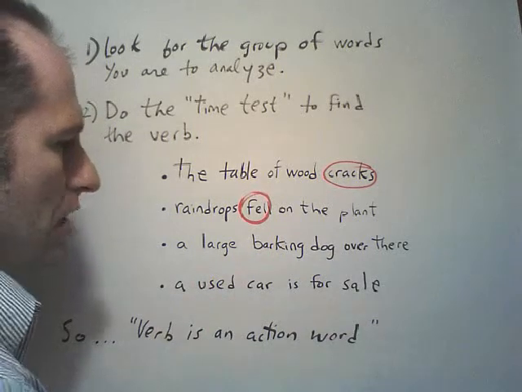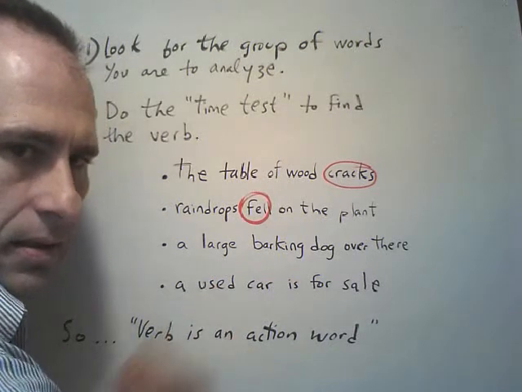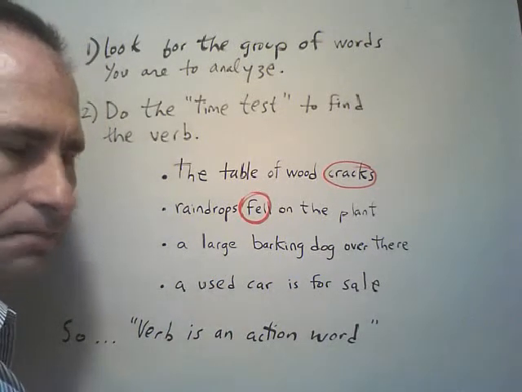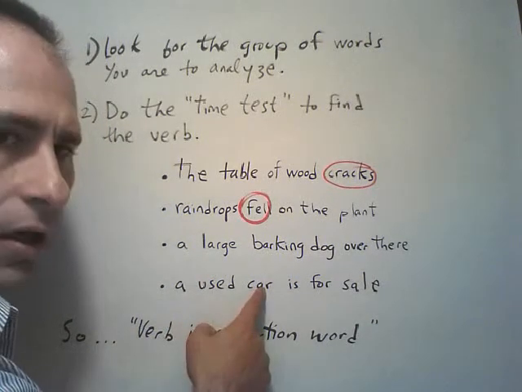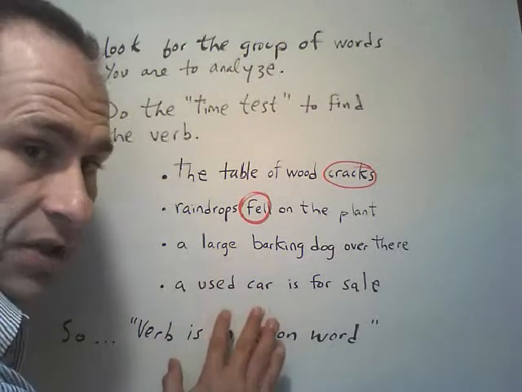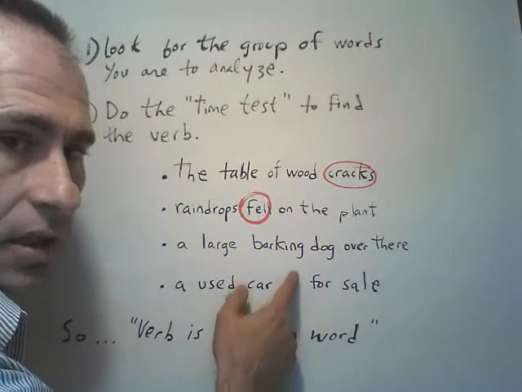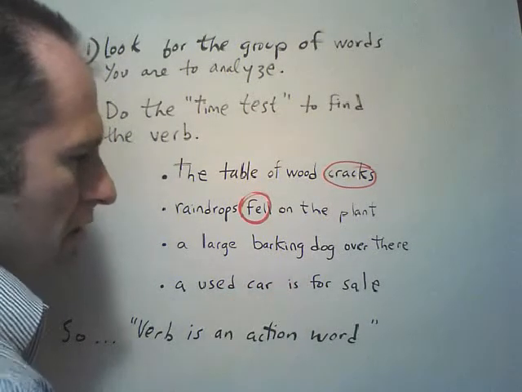What about this? A used car is for sale. Now this looks like it's past tense, doesn't it? I used it yesterday. But here it's an adjective for car, describing what kind of car. This is not a verb. A used car was for sale. This is what's changing now. A used car is for sale. A used car will be for sale. So this is your verb right here.